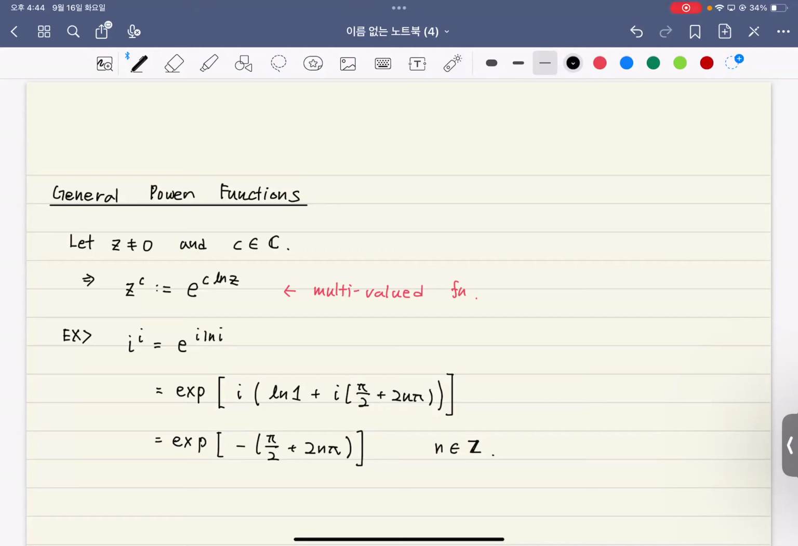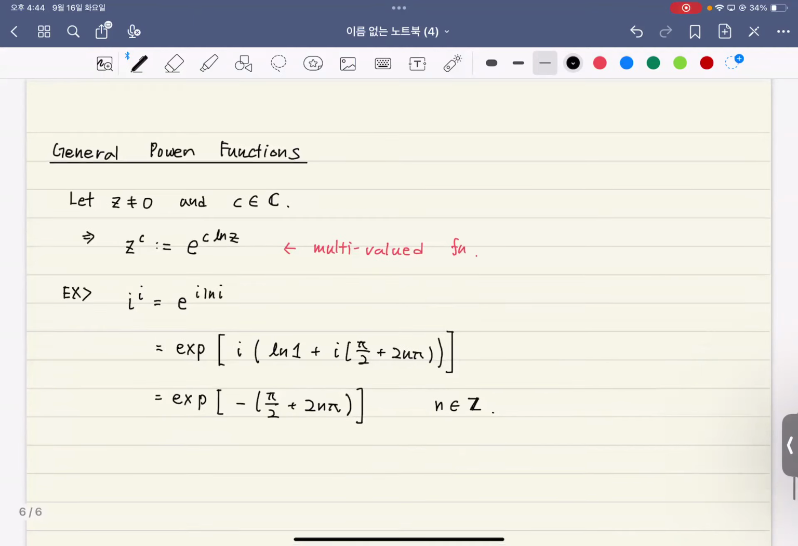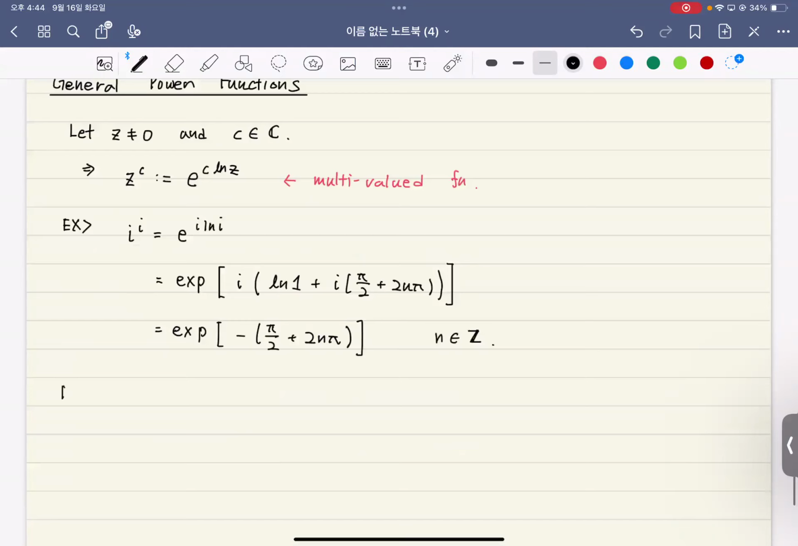So I have 1 more minute. Sorry about this. These are some properties of the general power function. First, z to the minus c is just 1 over z to the c. And this is very easy to see. Just looking at the definition of the general power function, you can easily convince yourself of this.